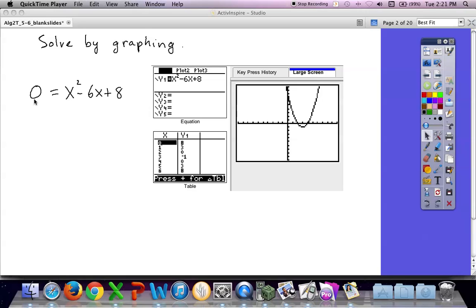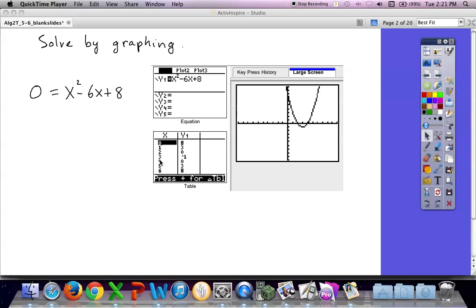So like how many solutions do you see in this problem? How many times does it cross the x-axis? 2 times. Now, last time, all those problems we did solved by graphing, right? You had to kind of do this process: second, trace, to, left bound, right bound, guess. Sometimes, like this time, they actually show up. It looks like they're going right through the whole numbers, 2 and 4.